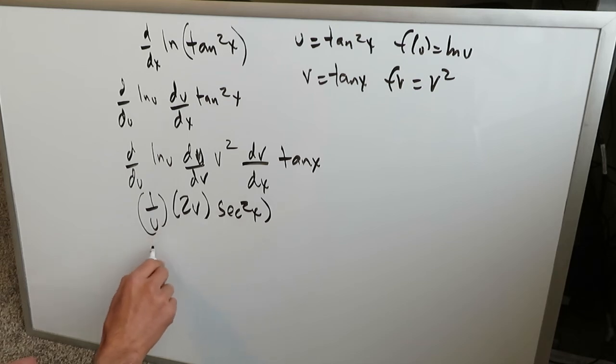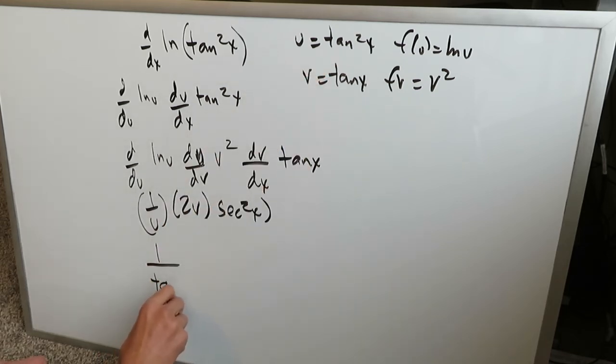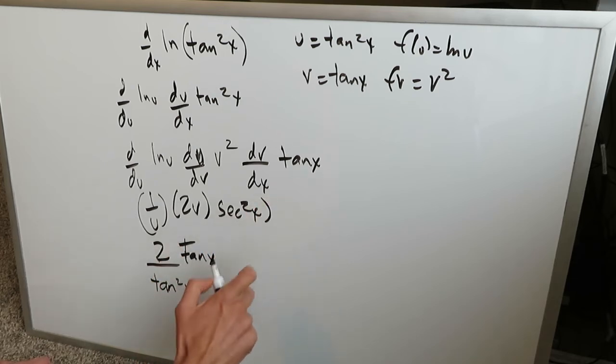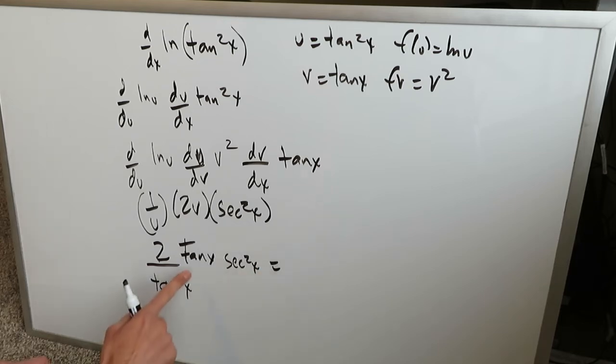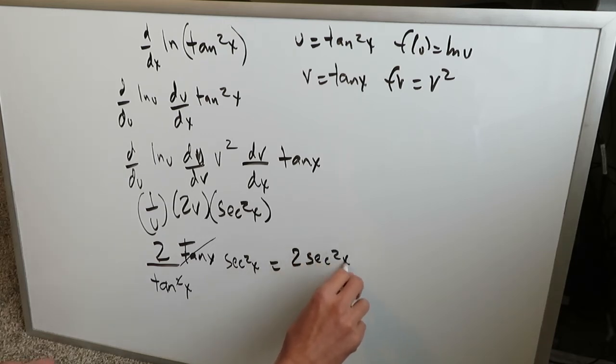Substitute. 1 over u became 1 over tan squared x, right? V was a 2v. Let's bring the 2 out here with this 1 and just change the 1 into a 2. V was a tan x. And then we had a secant squared x right after that. You can simplify it. You see there's one tan x here and tan squared x. This tan x can cancel out that square. You end up with 2 secant squared x over tan x, and that's your final answer.